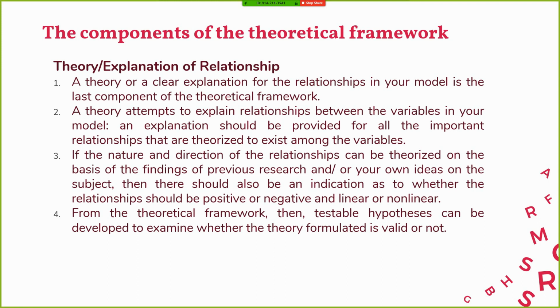You might come across papers published in very good journals that don't even use the word theory in the whole paper. So you might question, why is this paper published in such a good journal? By theory, we mean the existing literature. If the nature and direction of the relationships can be theorized on the basis of the findings of previous research and on your own ideas on the subject, then there should also be an indication as to whether the relationship should be positive or negative. So you have to identify the direction of the relationship and linearity or non-linearity.